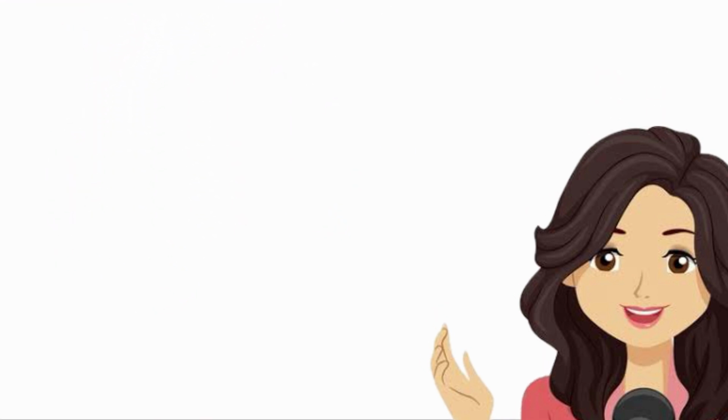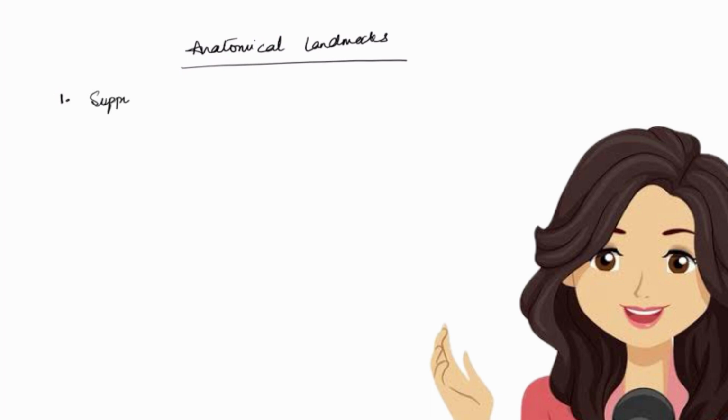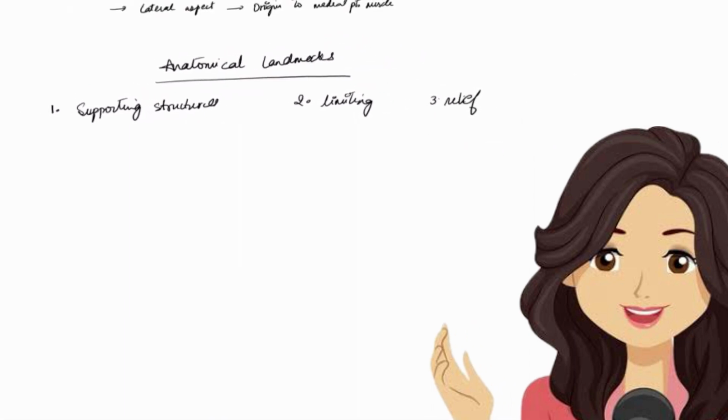Now, if we need to divide the anatomical landmarks of the maxilla, like I previously said, we will first have our supporting structures. Second, we'll have our limiting structures. And third, we'll have our relief areas. So grossly, we have these 3 sections under which we can divide our maxillary intraoral structures, right?